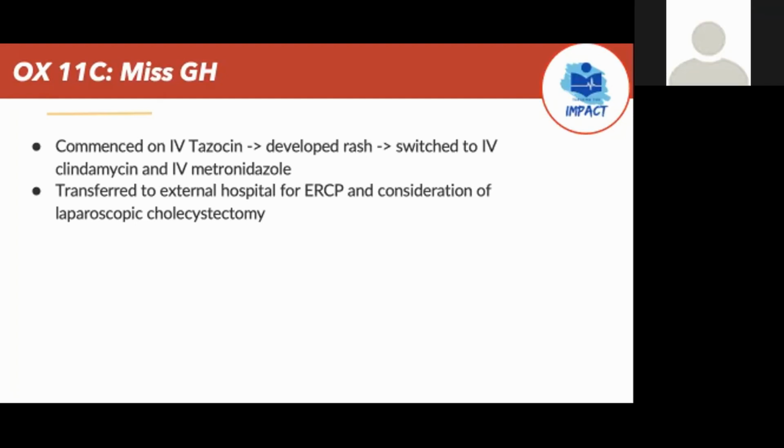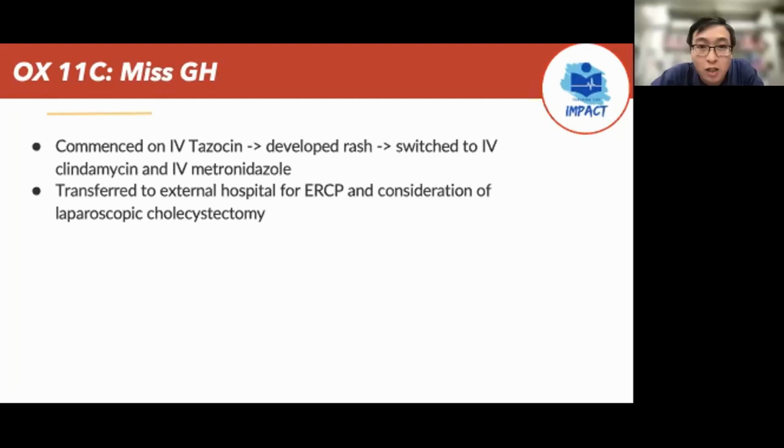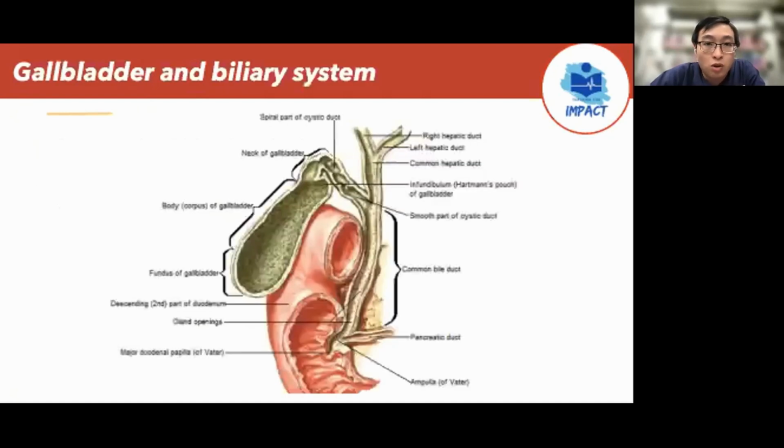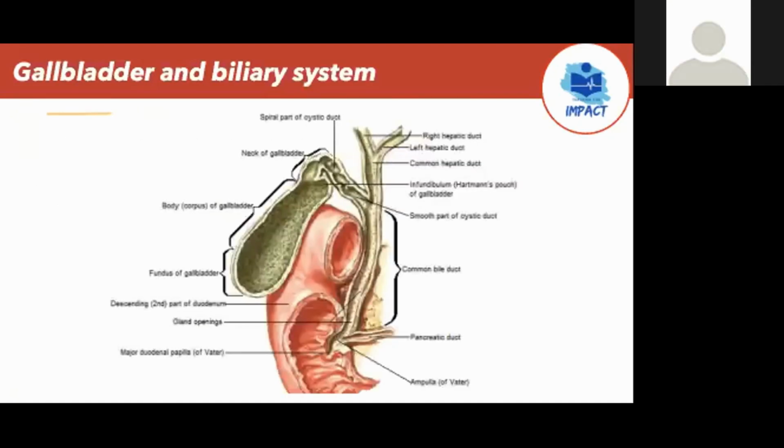We'll talk more about the principles of management of acute calculous cholecystitis and cholecystolithiasis in a moment. But to summarize this patient's progress, she was commenced on IV Tazocin. Although she developed a bit of a rash and was switched to equivalent IV antibiotics, IV clindamycin and IV metronidazole, she was then transferred to an external hospital for an ERCP and consideration of a polyp afterwards. So cool. With that kind of background, I think we might take this opportunity to quickly revise the anatomy of the gallbladder and the biliary system.